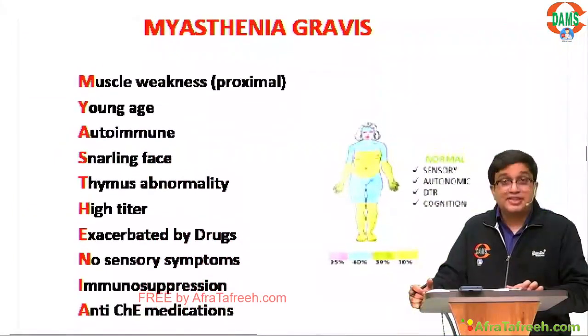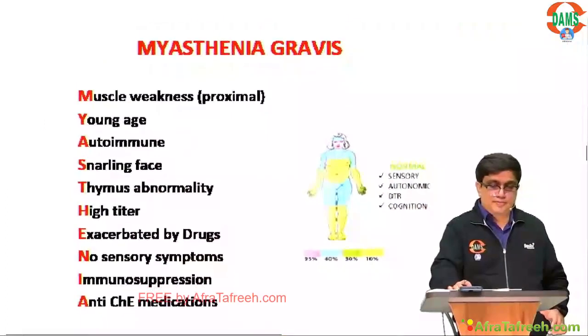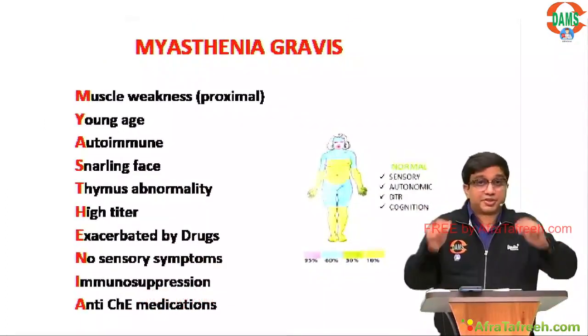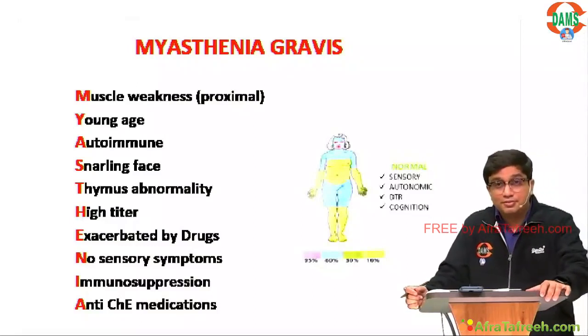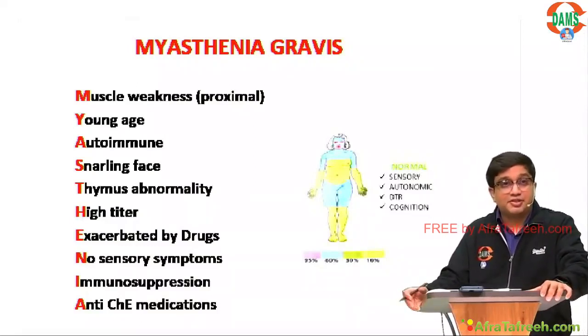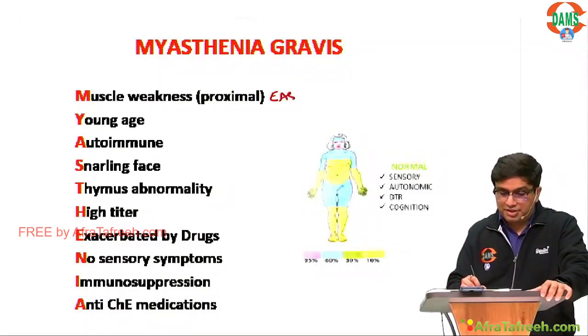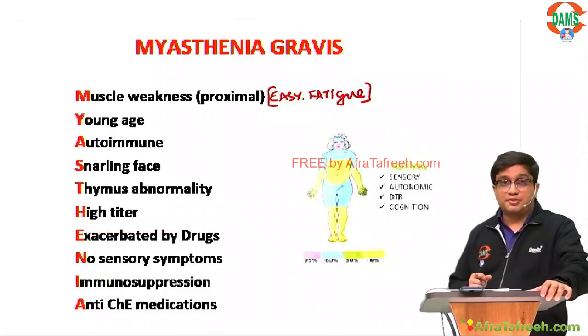Now, myasthenia gravis. In a patient of myasthenia gravis, muscle weakness will often be seen to be proximal, near the joint, in the form of skeletal weakness. And in these patients, there is a symptom of easy fatigue. That's why the name given to it is myasthenia. Asthenia means easy fatigue, a classical symptom.